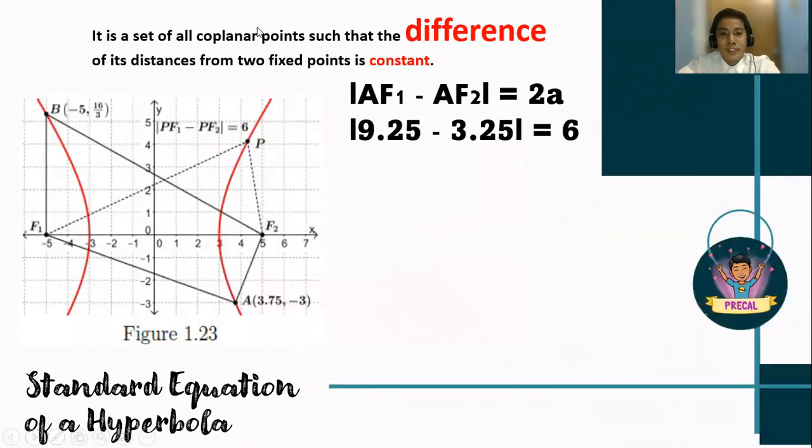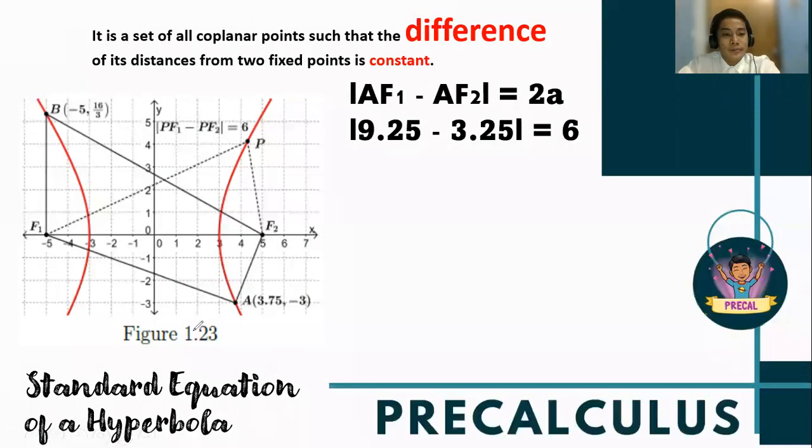Let us observe these given points on the figure. Observe the two fixed points of the hyperbola with branches to the left and to the right. Notice that the center is located at the origin. And observe the coordinates of F sub 1 is (-5, 0), while the coordinates of F sub 2 is (5, 0).